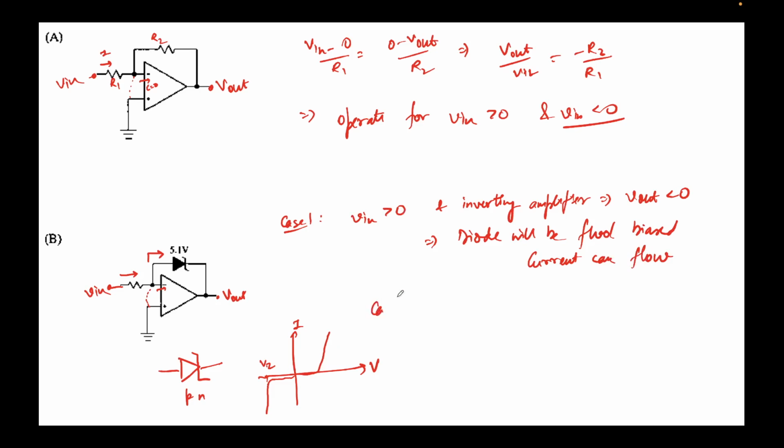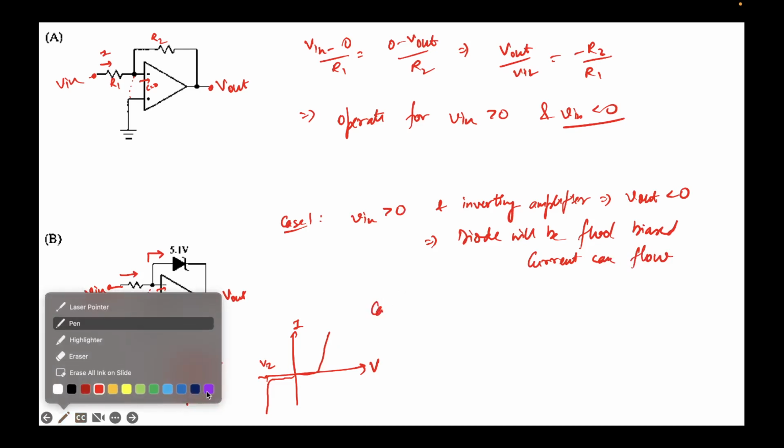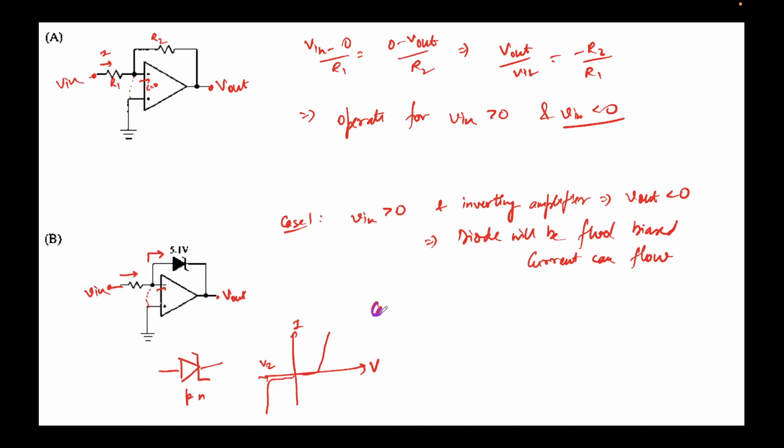Now let's consider the second case, which I am denoting using the purple color. So case 2, when V in is less than 0, and again this will imply, due to the inverting nature of this amplifier, that V out has to be greater than 0. So for case 2, the current will flow in this direction. Ohm's law: this is 0 and this is negative, so current will flow in this direction. Consequently, current will flow in this direction. Now again you can see that the diode is reverse biased. Why? Because the P side is connected to 0 while the N side is connected to a higher potential.